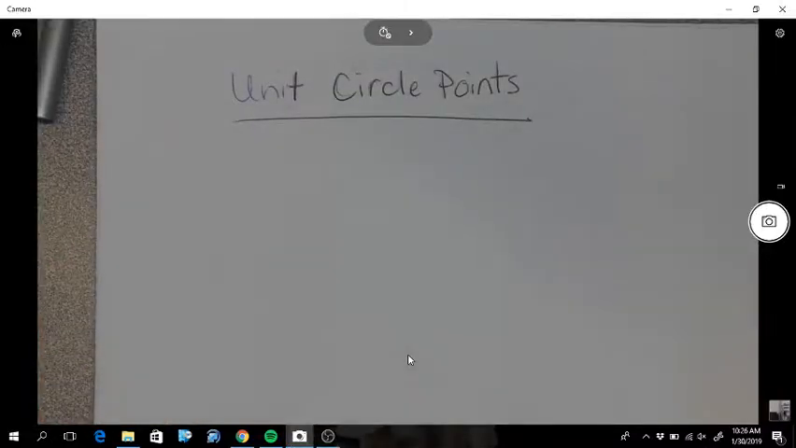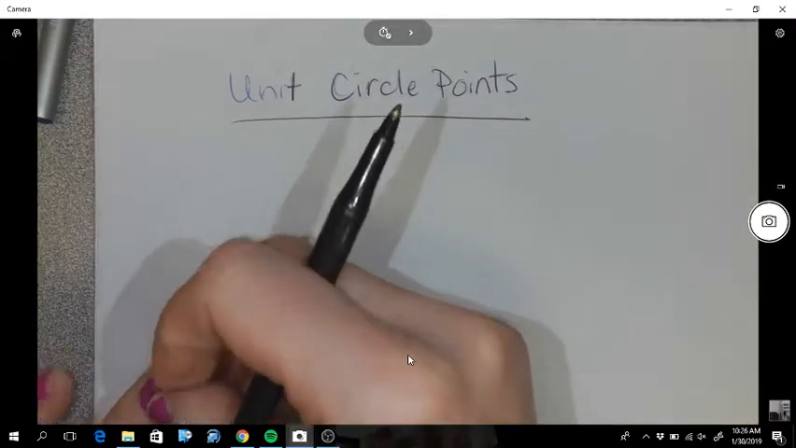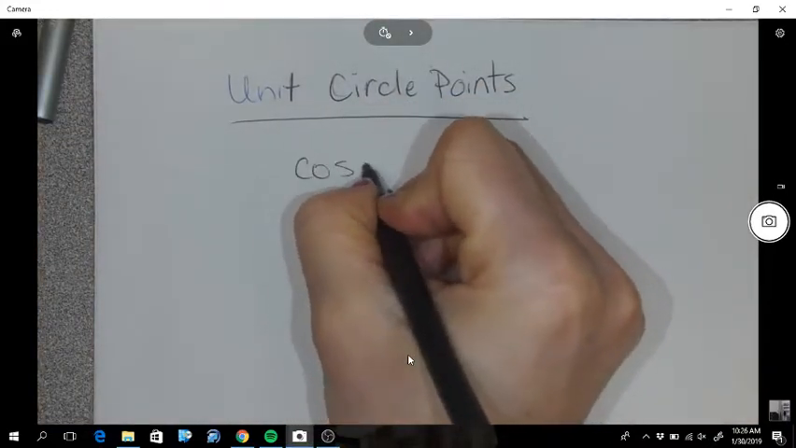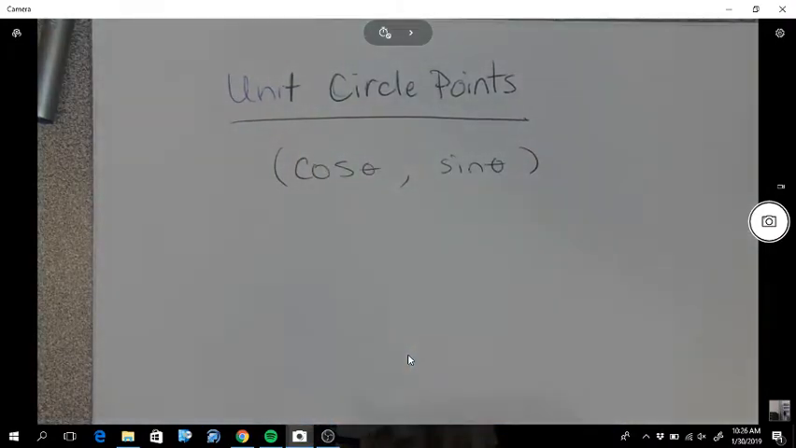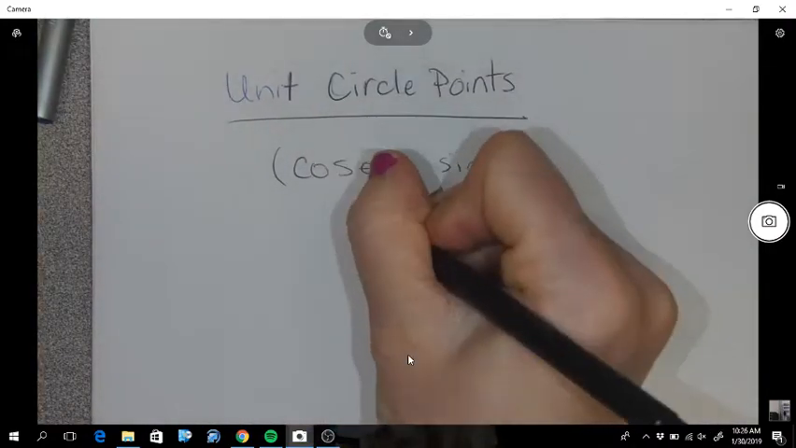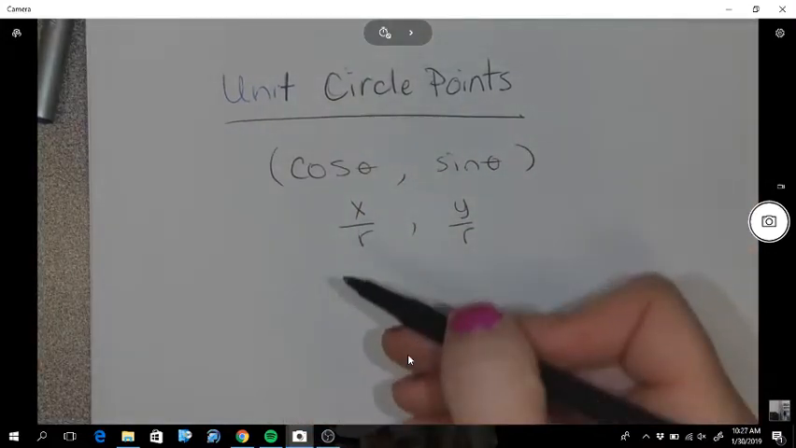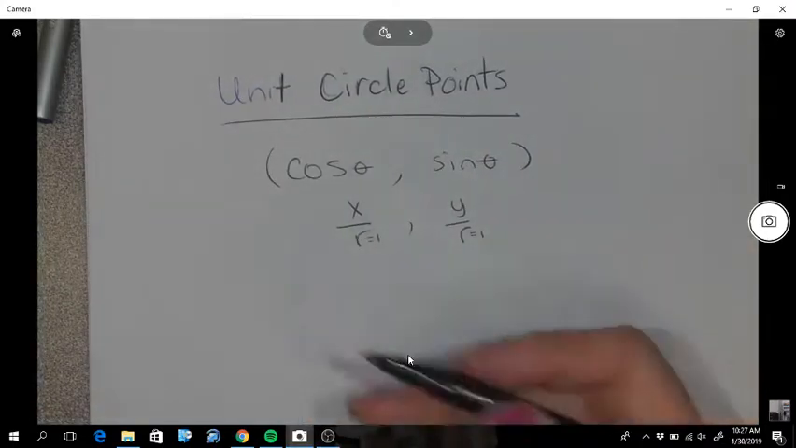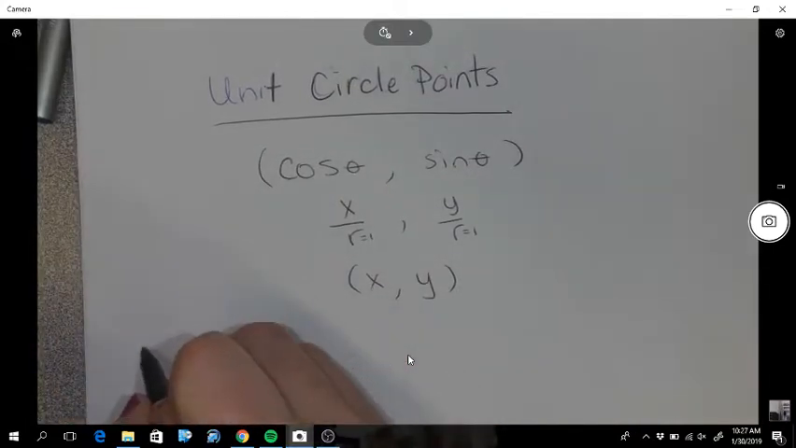Okay, unit circle points. So we've talked about on the unit circle that your coordinates on a unit circle are that, because when you do these ratios on the unit circle, your r is really 1. So when you divide by 1, you just have your x and your y. Okay, so that's the understanding there.